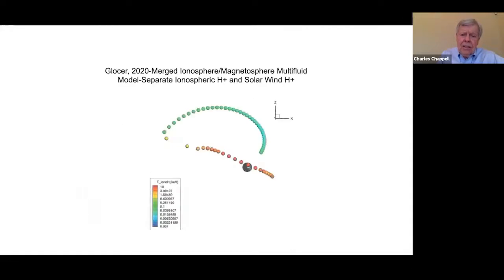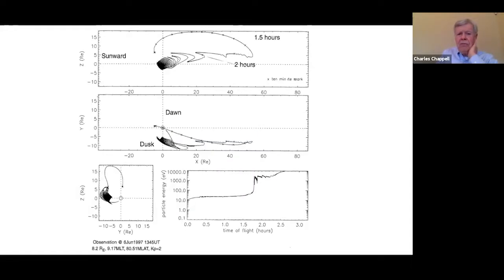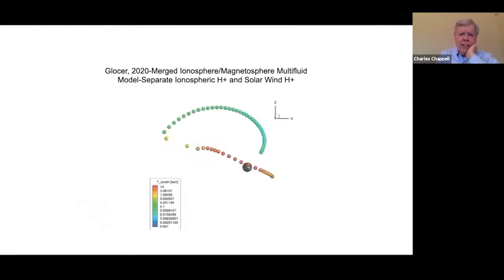Okay, let's see. Now, people have expressed concern about just using an ion trajectory because they say, well, your magnetosphere model is not self-consistent. You're not letting the currents flow and change the magnetic field and configuration and strength and all of that. And that's true. However, Alex Glocer has done a model, and this was published just this past year. It's a merged ionosphere magnetosphere multi-fluid model.